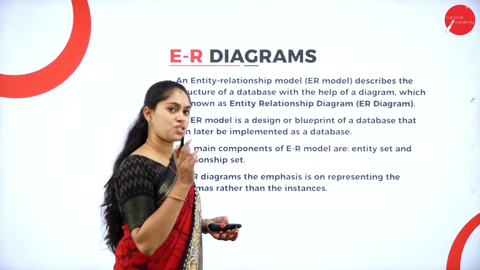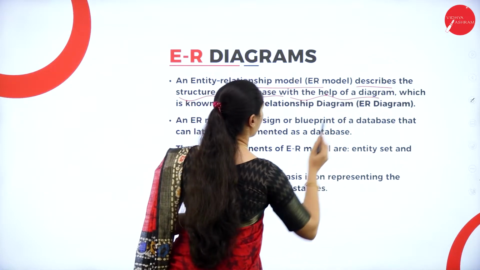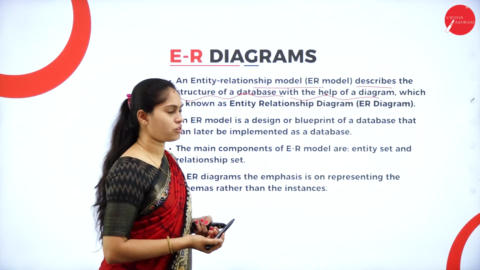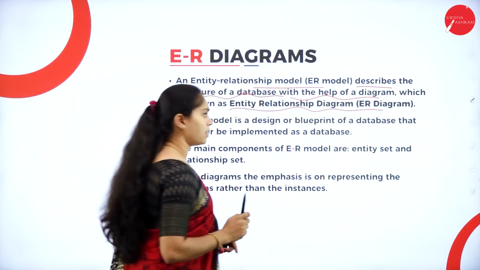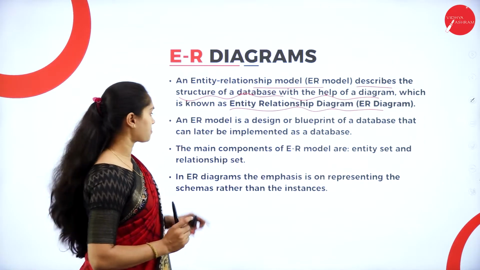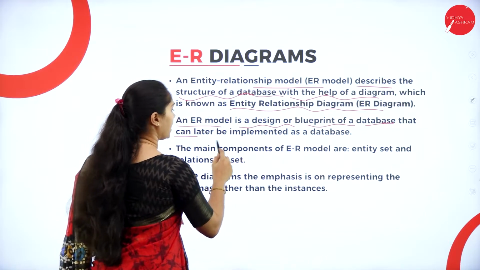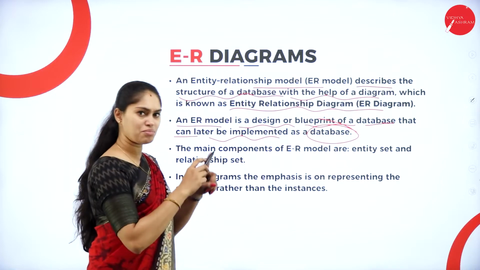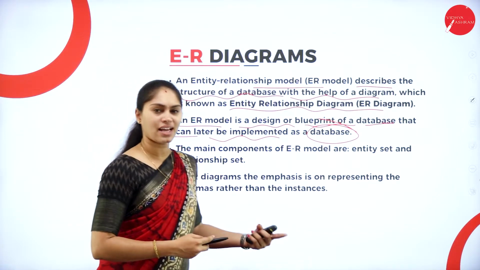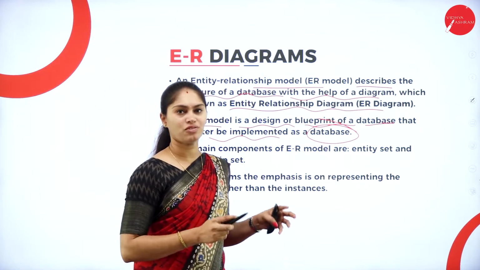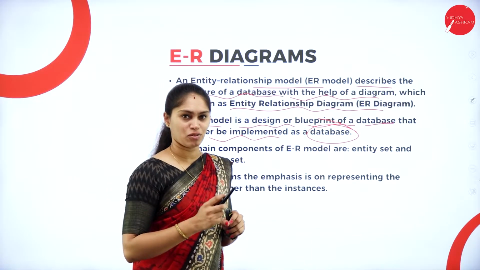The entity relationship model describes the structure of a database with the help of a diagram. The diagrammatic representation of this entity relationship model is the entity relationship diagram, or in short, ER diagram. This ER model is also a design or blueprint of a database that can later be implemented as a database. Now I am just writing its schema with the help of a diagrammatic representation. Later I can implement that as a database, but as of now I am representing all the entities, attributes, as well as relationships with the help of this diagram.